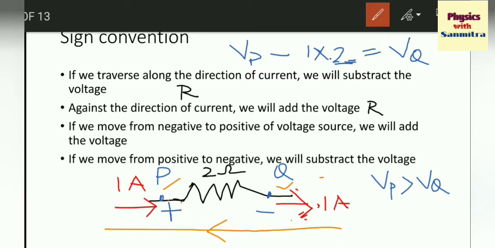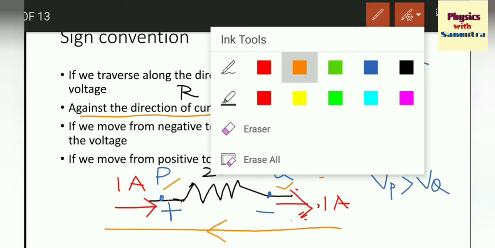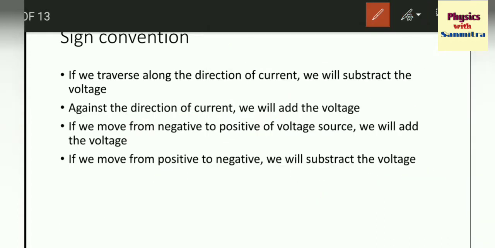See, against the direction of current, we will add the voltage, because against the direction of current we are moving to a higher voltage, because current is flowing from high to low. That is the simple thing. I hope this much is clear to everybody. Now, if we move from negative to positive of a voltage source, we will add the voltage.